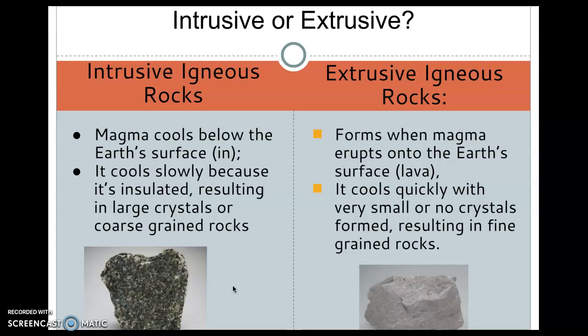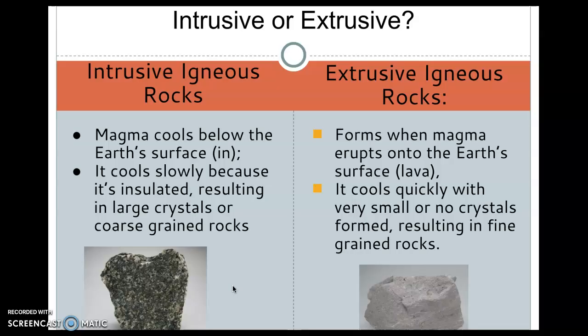So intrusive, we have that in at the beginning, which means that they form inside of Earth or under the surface. And they cool really, really slowly because it's insulated and they can't cool really fast. And so we get these large crystals or coarse-grained rocks. So we can kind of see the different pieces.